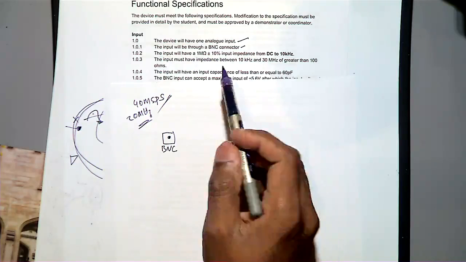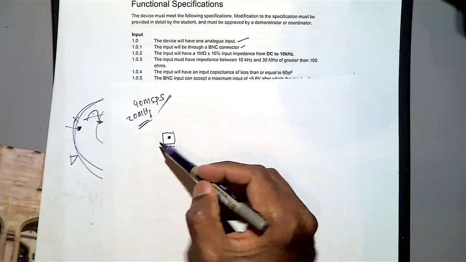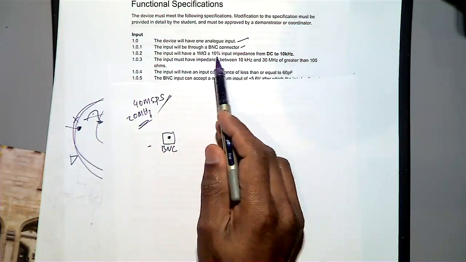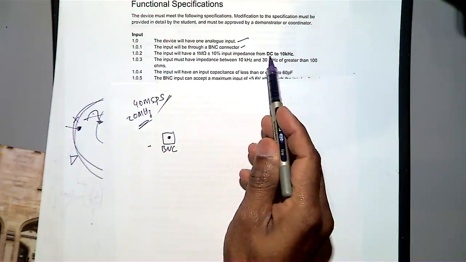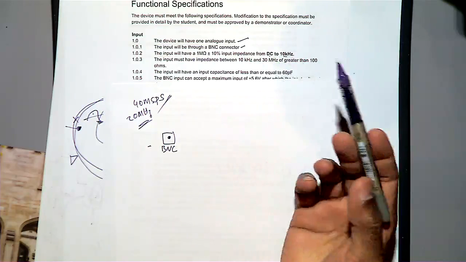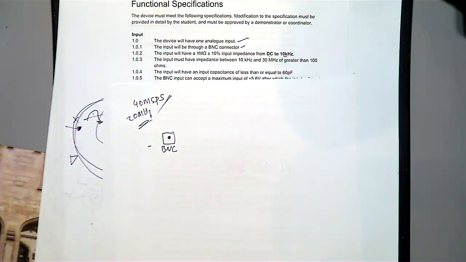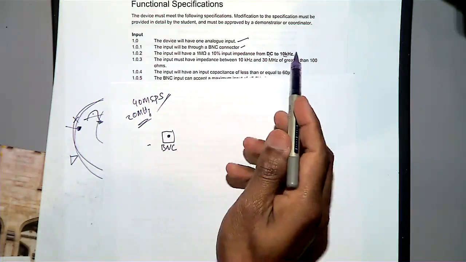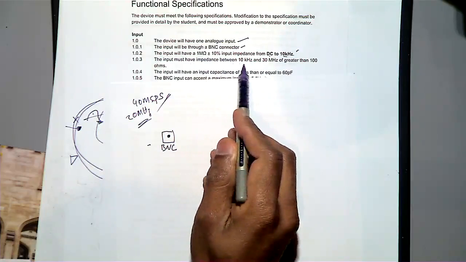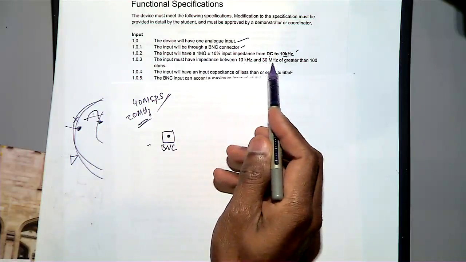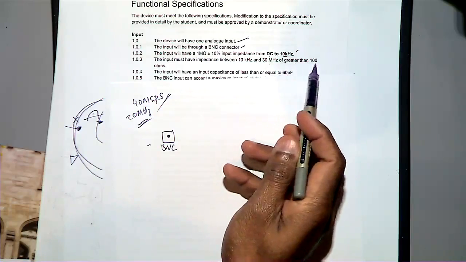Then, 1 megaohm input impedance. When you connect your signal here, it should have 1 megaohm input impedance from DC to 10 kilohertz. So we will connect a DC voltage and vary the frequency up to 10 kilohertz, and then we measure the impedance, and it should be 1 megaohm. Then below, we have another specification: the input must have an impedance of greater than 100 ohms between 10 kilohertz and 30 megahertz.